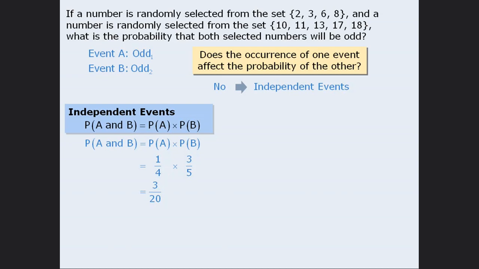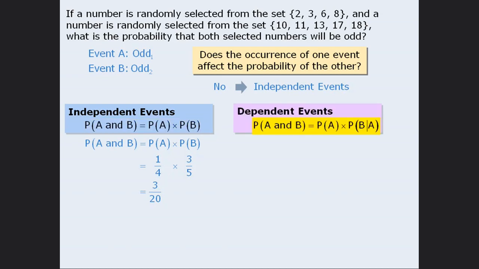Please note that although many students prefer the formula for independent events over the formula for dependent events, the formula for dependent events will work for all probabilities involving the word "and." Conversely, the formula for independent events only works for probabilities where the events are independent.